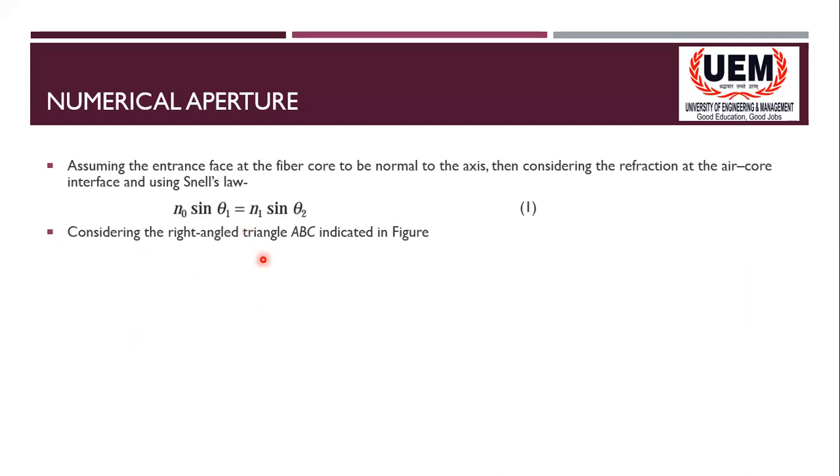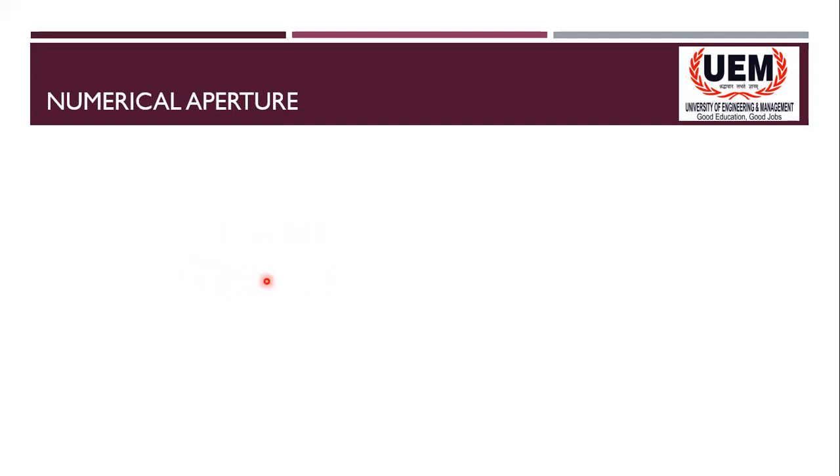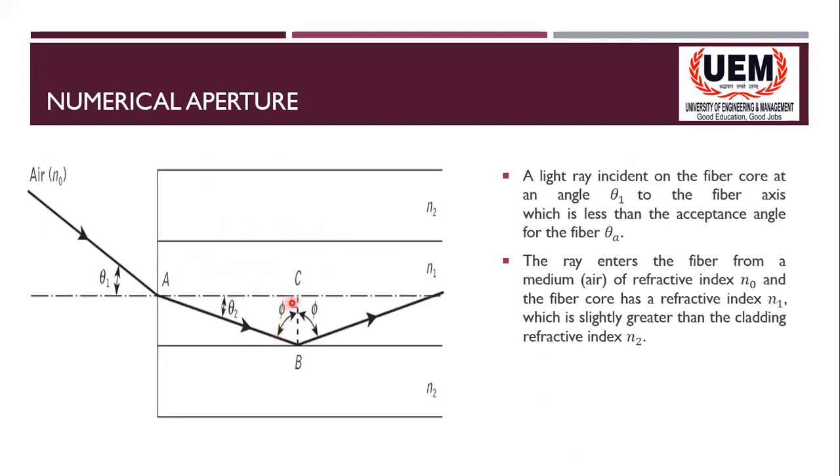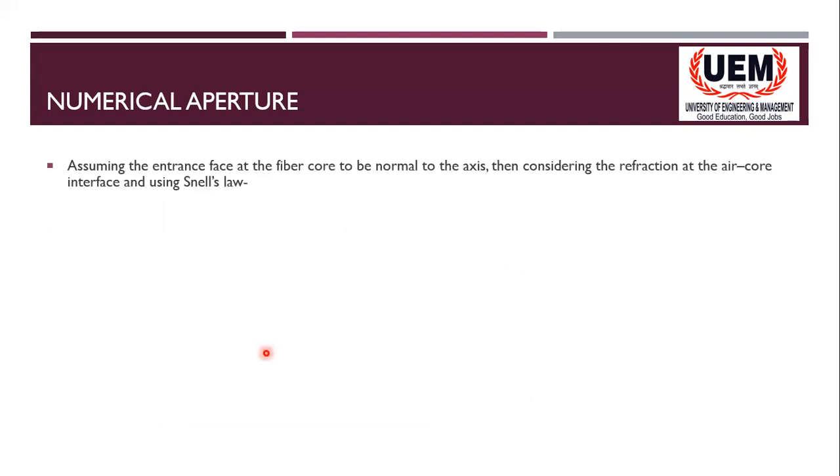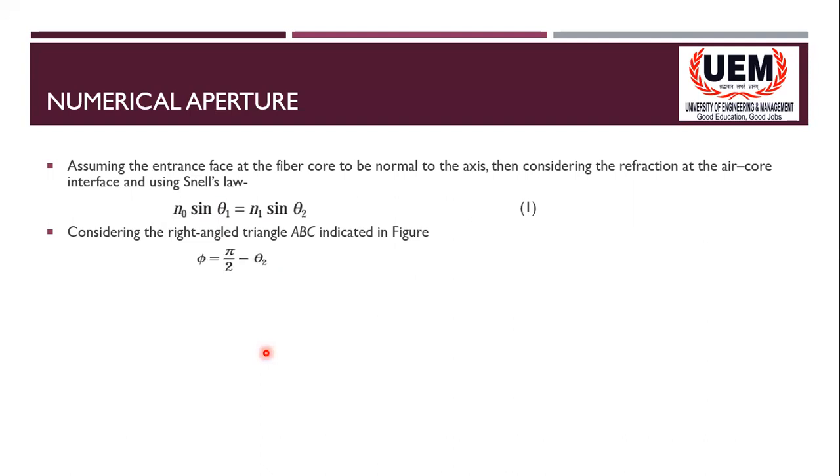Now we consider the right triangle, triangle ABC, and from that triangle we can write that angle phi, that means critical angle phi, is equal to pi by 2 minus theta 2. So we can also see this from this diagram. So this is phi, this is theta 2, and this is 90 degrees. So we can easily write that phi is equal to pi by 2 minus theta 2. So this is a very easy form. So phi is equal to pi by 2 minus theta 2.